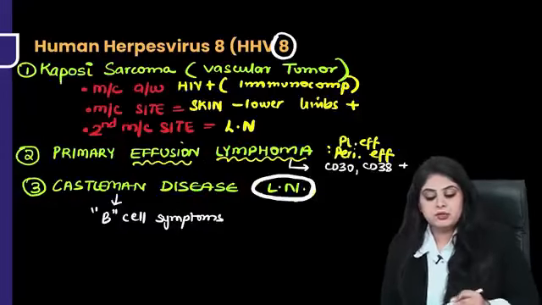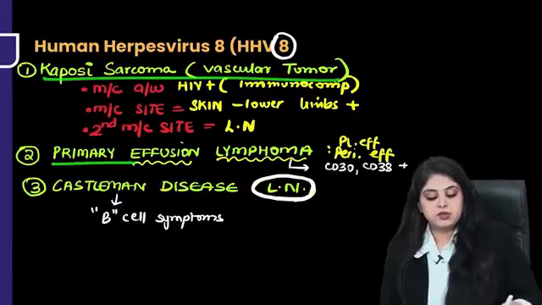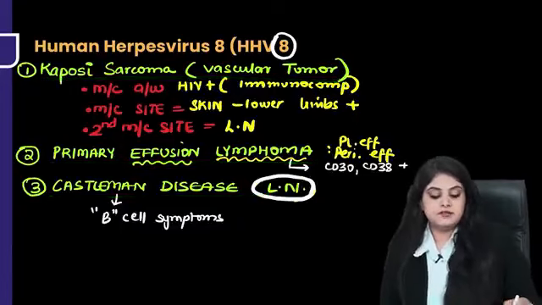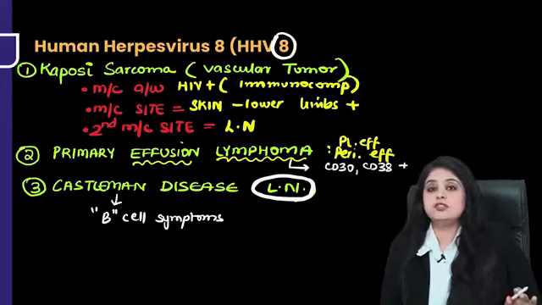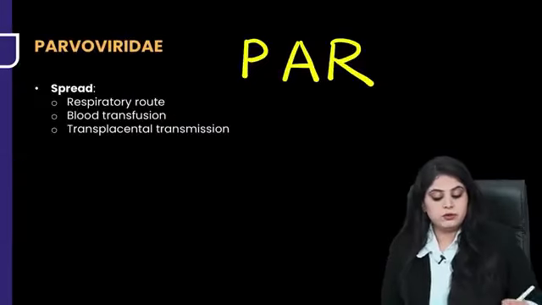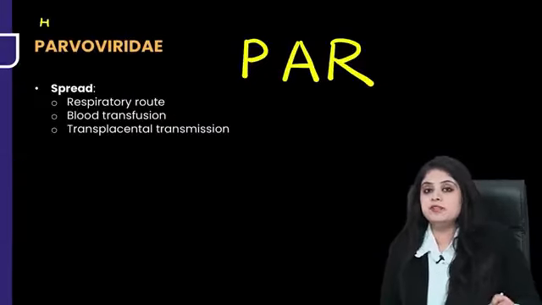Coming back, human herpes virus 8 causes Kaposi sarcoma, primary effusion lymphoma, and Castleman disease, and we have done all the salient features of each. That wraps up which family? The entire human herpes viridae family is sorted. We were doing the DNA viruses, we were doing the happy mnemonic. When I'm doing the happy mnemonic, so the herpes viridae is done.